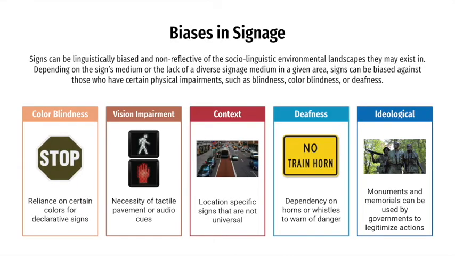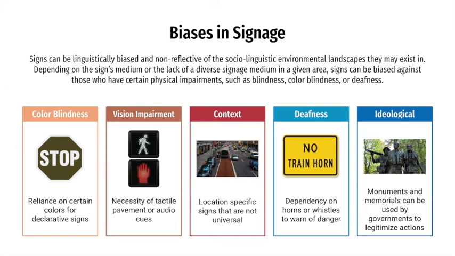There are quite a few biases in signage. Signs can be linguistically biased and non-reflective of the socio-linguistic environmental landscapes that they may exist in. Depending on the sign's medium or the lack of a diverse signage medium in a given area, signs can be biased against those who have certain physical impairments such as blindness, color blindness, or even deafness.